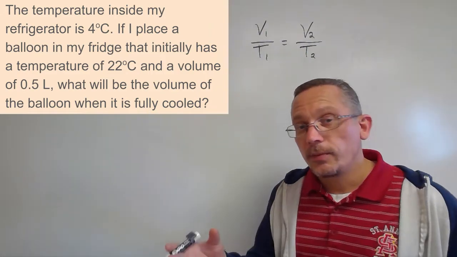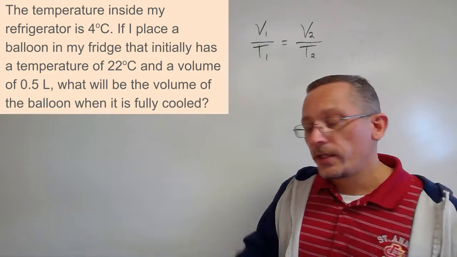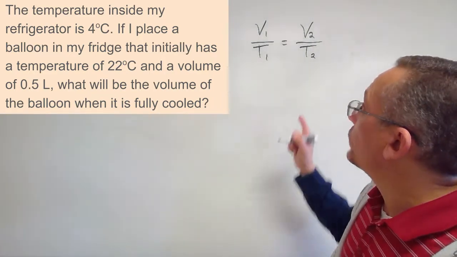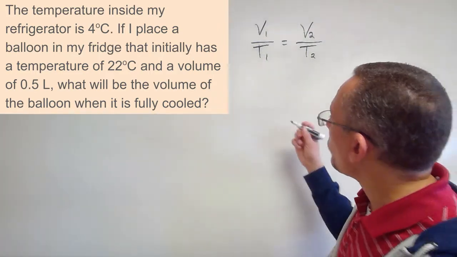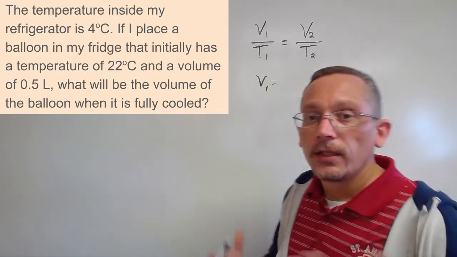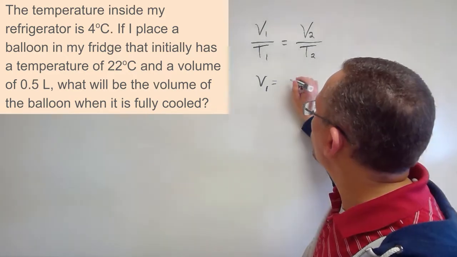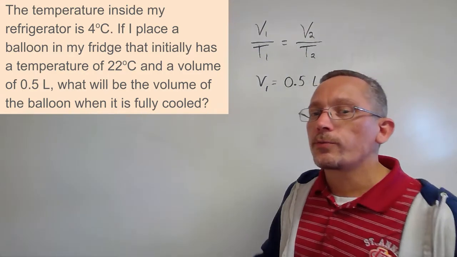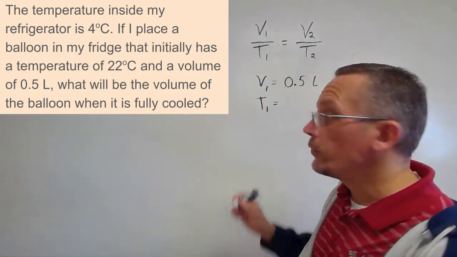So that's actually going to be, think about what's happening to the balloon. It's starting out warm, and then we're putting it in the refrigerator to cool off. So that 4 degrees Celsius is actually temperature 2. It's the temperature after it changed. Let's see, the volume 1, if you read carefully, was 0.5 liters. This was its volume when it was first put into the refrigerator, and its temperature at that time was 22 degrees Celsius.